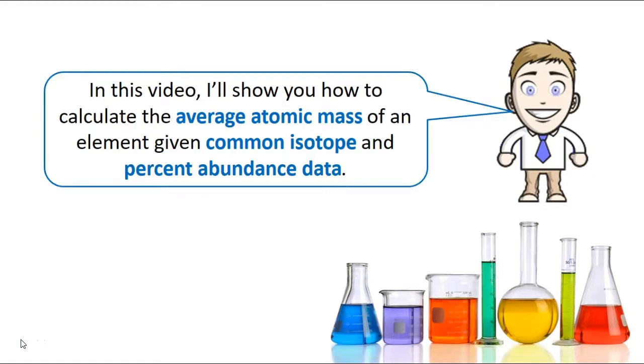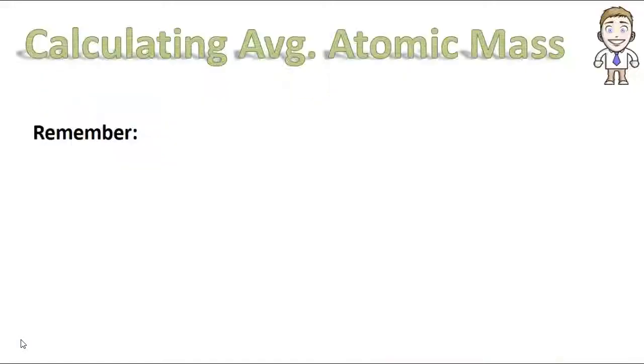In this video, we're going to take a look at how to calculate something called average atomic mass of an element, given its common isotope and percent abundance data.